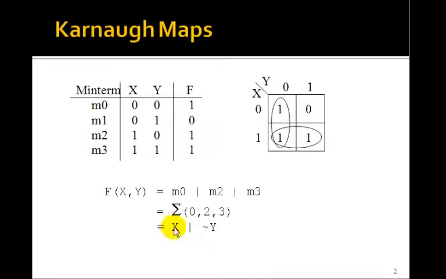That's this x here. We OR all the circles together, so this circle covers what? Well, it covers this 0 and a 1, which means this x goes away, and we're just left with this 0, which means we're left with not y. So this circle is x, because the 0, 1 goes away. This circle is just not y, because the 0 and 1 makes the x go away. So that's how it works.